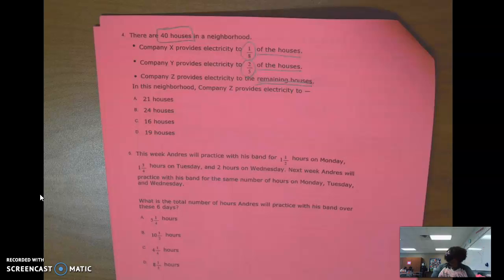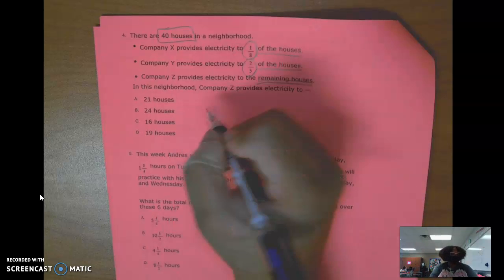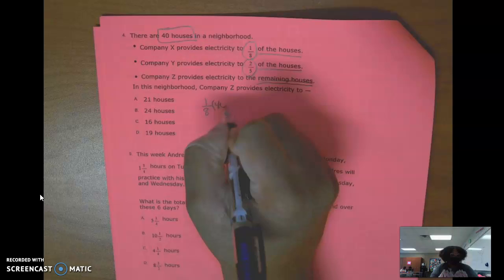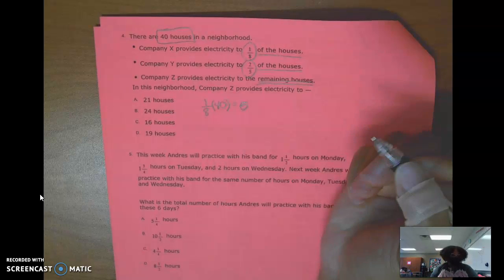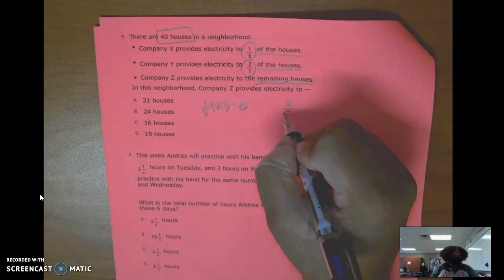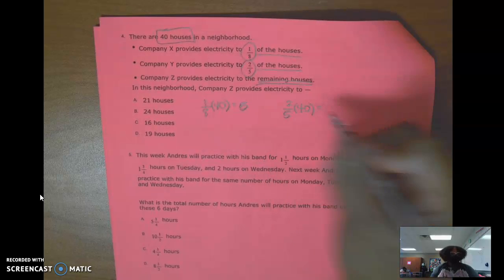What does "of the houses" mean? It means multiply. Okay? We're not doing that. That's extra noise. Multiply by what? 1/8 by what? 1/8 of 40. Which is what? No. Just 5. Not 5 out of 40. Then 2/5 of 40. What is this?